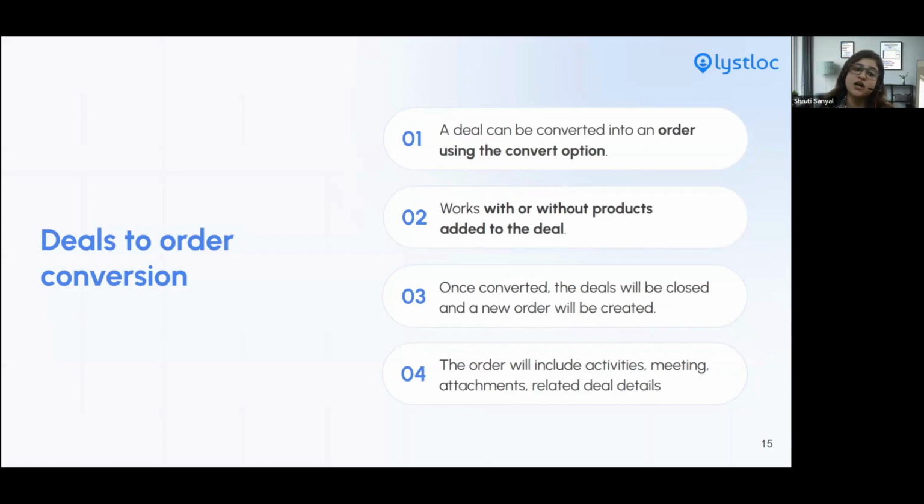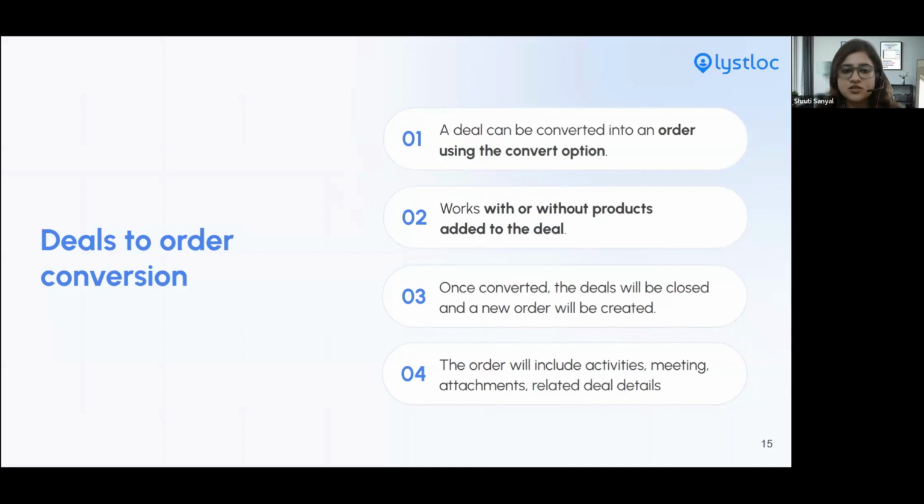And that order will also have the attachments. It will have all the related deal details. Suppose for one customer, if you have added 2-3 deals from your end, all the related details, every particular detail, will be added over the order details.